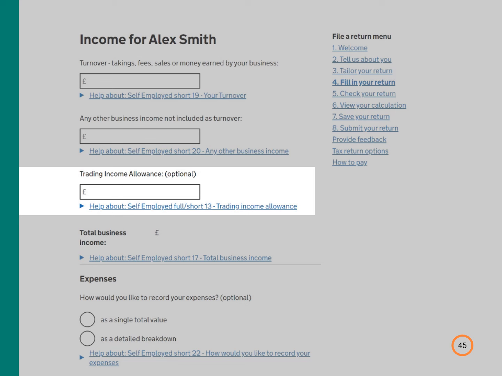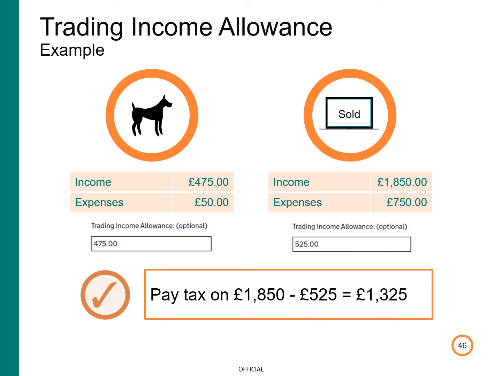Chris has two self-employed businesses. One is online selling and the other dog walking. These are the incomes and expenses from each of the businesses. Chris is filling in a self-employment section for each business.